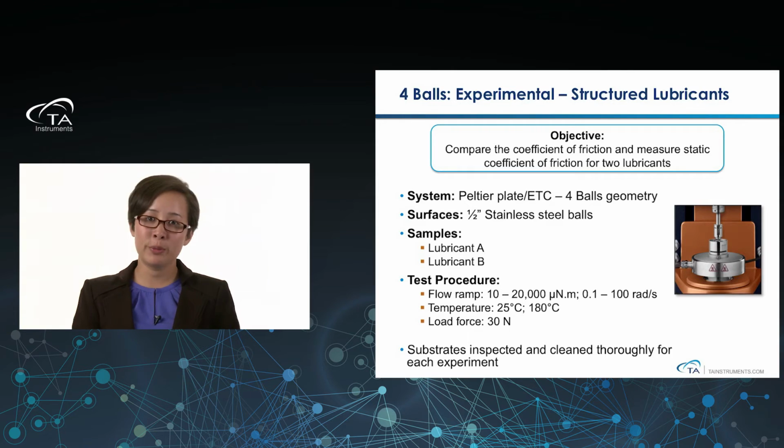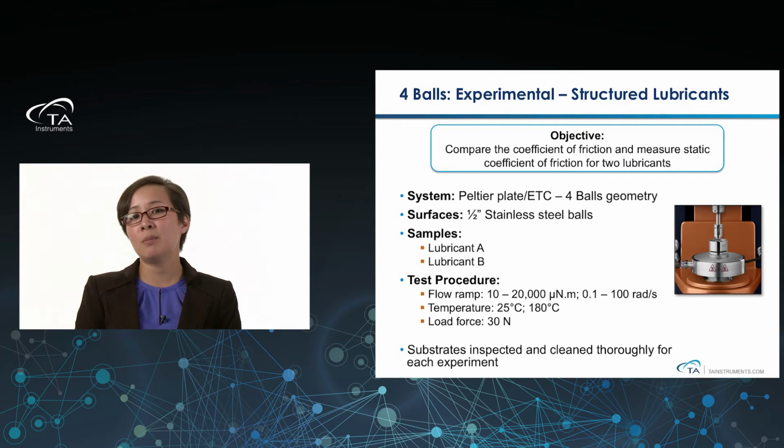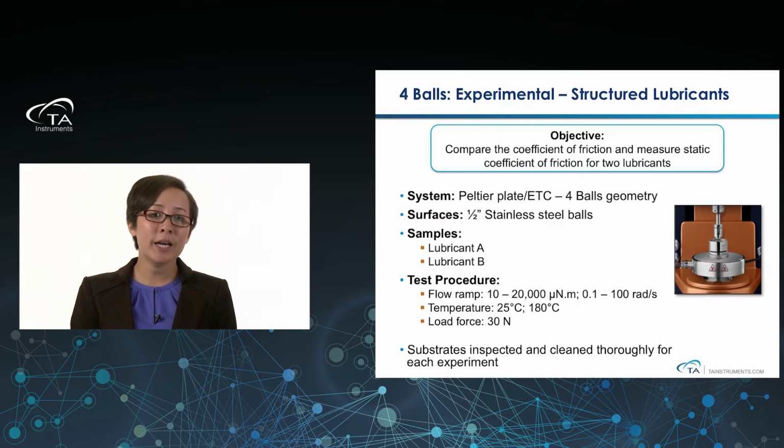The samples are lubricant A and lubricant B, and again we did the test procedures. In one we controlled the torque, and then in another test we controlled the angular velocity. Again, different temperatures, 25 and 180 degrees C. And then in this case, we did a much higher load force to mimic the application of these greases in the engine. Again, the substrates were inspected and cleaned thoroughly for each experiment and then replaced.